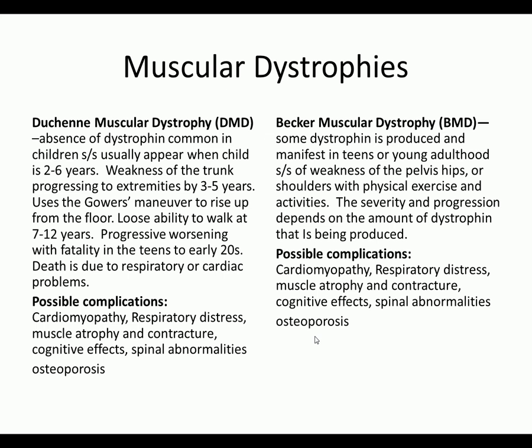It's where the child will start on their hands and knees, and they will walk their way up to a standing position using their hands. They lose the ability to walk from 7 to 12 years of age, and it progressively worsens until it's usually fatal in their teens to their early 20s. Their death will be due to respiratory or cardiac problems of some type.